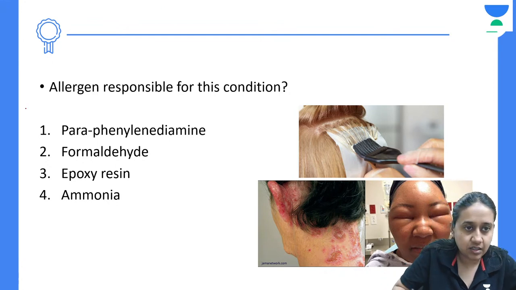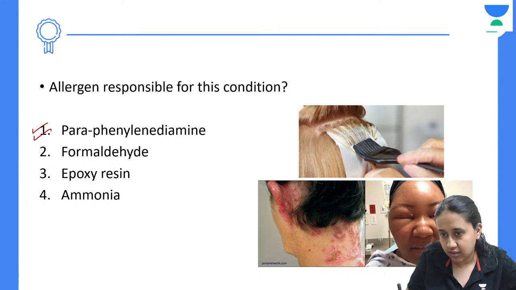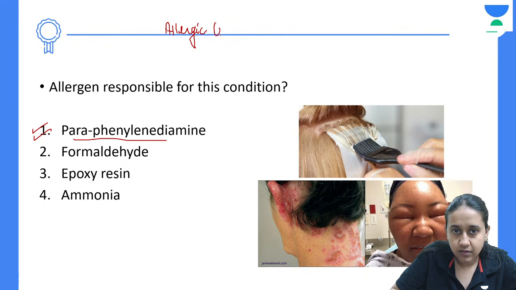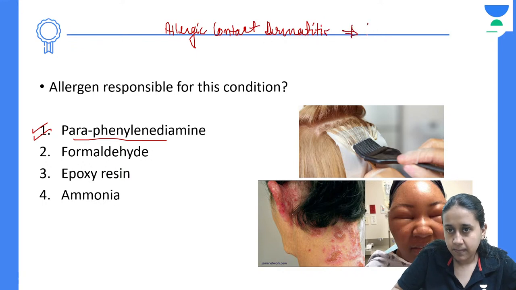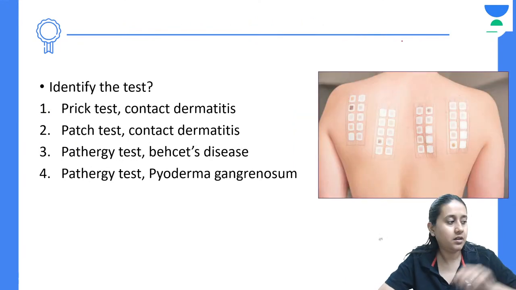Yes, very nice. Here you can see that we are applying hair dye. After application of the hair dye, the patient develops erythema on the margins of the hair and there is swelling of the face. This is a very characteristic feature of PPD allergic contact dermatitis to the hair dye. Next question.